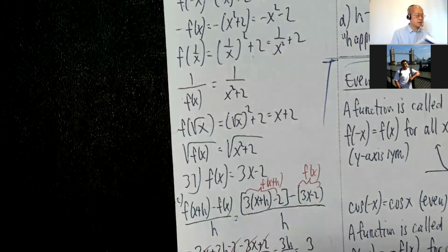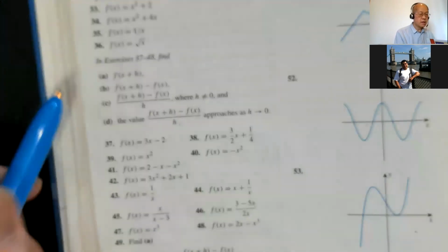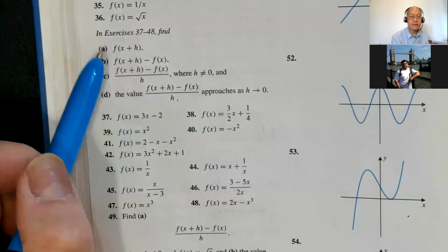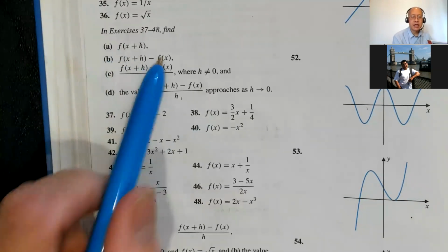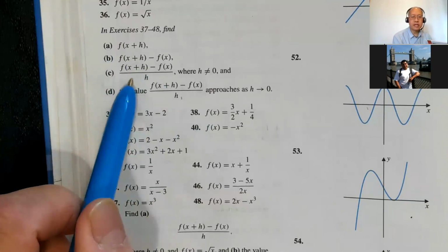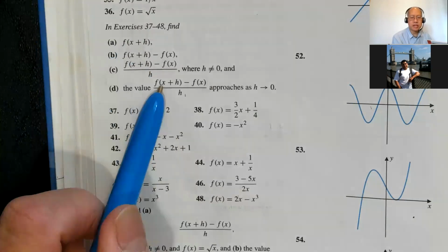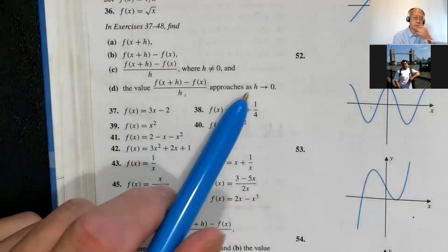Okay, then some harder problems here. 37 to 48. I want you to find all this stuff. F of x plus h minus f of x, all over h, where h is not equal to 0. And the value of f of x plus h minus f of x all over h, what does that approach as h approaches 0?